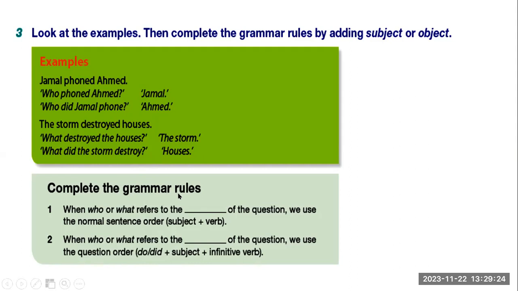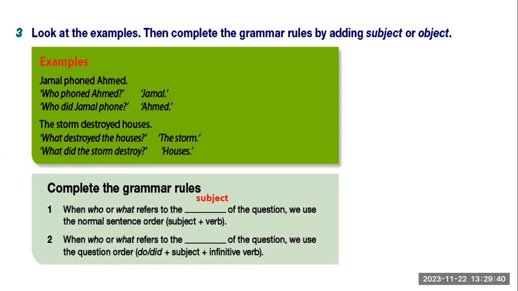If you look at these, the first one and the second one, okay, are questions about the subject and the object. واحد subject واحد object والثاني نفس الشيء. Now complete the grammar rules. When who or what refer to the subject of the question, we use the normal sentence order. So what is it? Subject. إذا لما بنسأل عن السبجكت ما بنغيرش ترتيب الجملة، كل شيء بضل مكانه بس بنحول الجمع لمفرد.